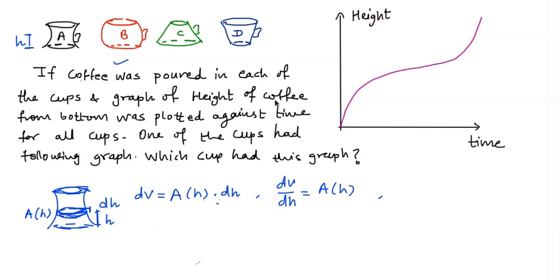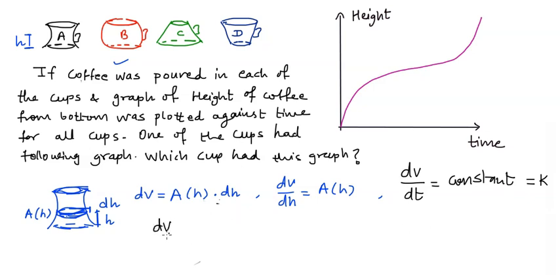Now what we had been given in the problem was that coffee was poured with a constant volume rate, which I missed reiterating in the question. So basically what we are given is that dV by dt is constant. All right. So the coffee is being poured at a constant rate, and that's why dV by dt is constant. We can assume that to be some k.